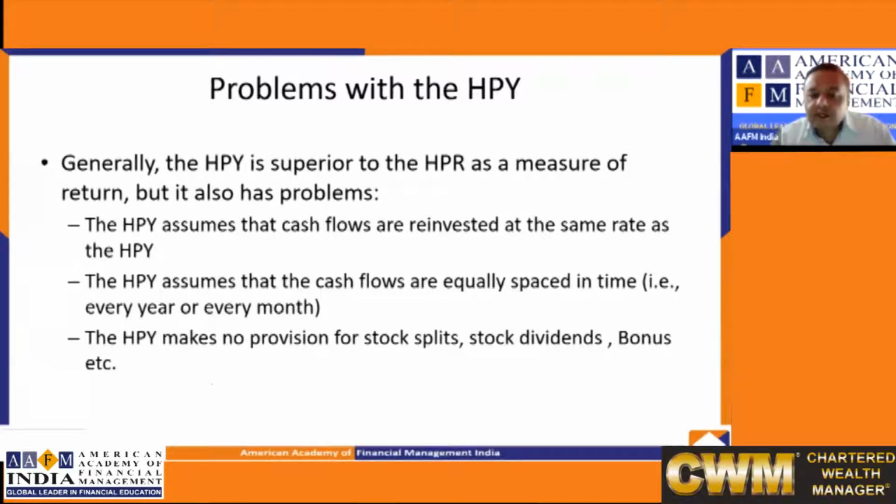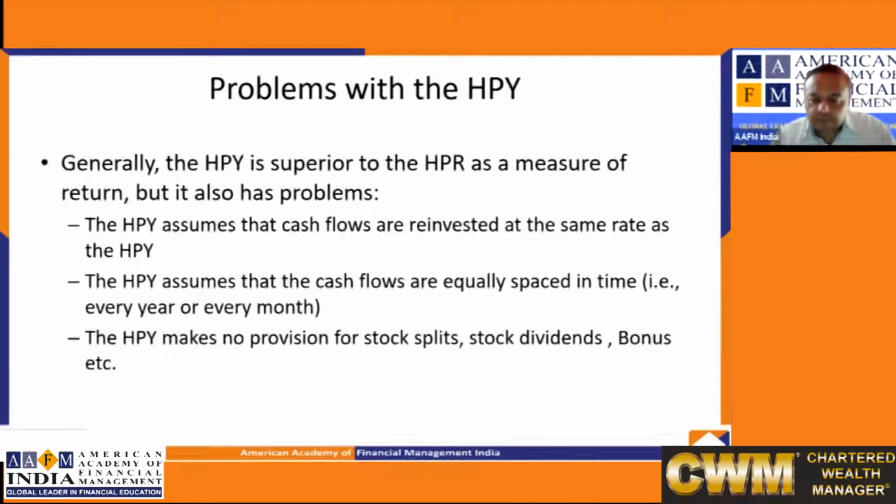Third, it assumes that all cash flows are equally spaced. There is no difference in the time period. There is no gap. So if it is monthly, it assumes everything is monthly. If it's yearly, everything is yearly, right? And also, if I am calculating the IRR for a particular stock, it ignores stock splits, stock dividends, bonuses, etc., which might make the calculation a little different unless you adjust for them.